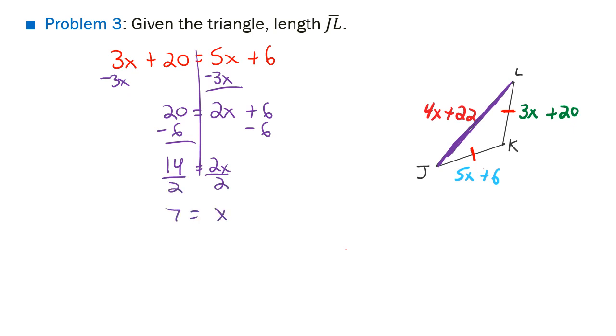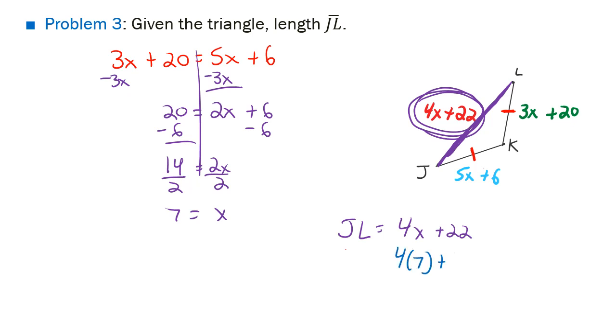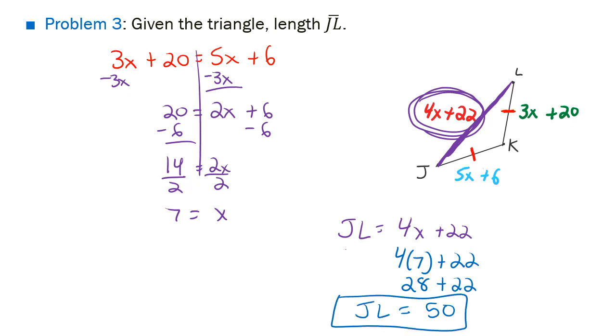Now that I know that x is 7, and I'm looking for JL, I can plug it into this expression, which represents JL. So JL is equal to 4x plus 22. And just filling it in, so 4 times 7. 4 times 7 is 28. So 40 and 50. So JL has a length of 50.